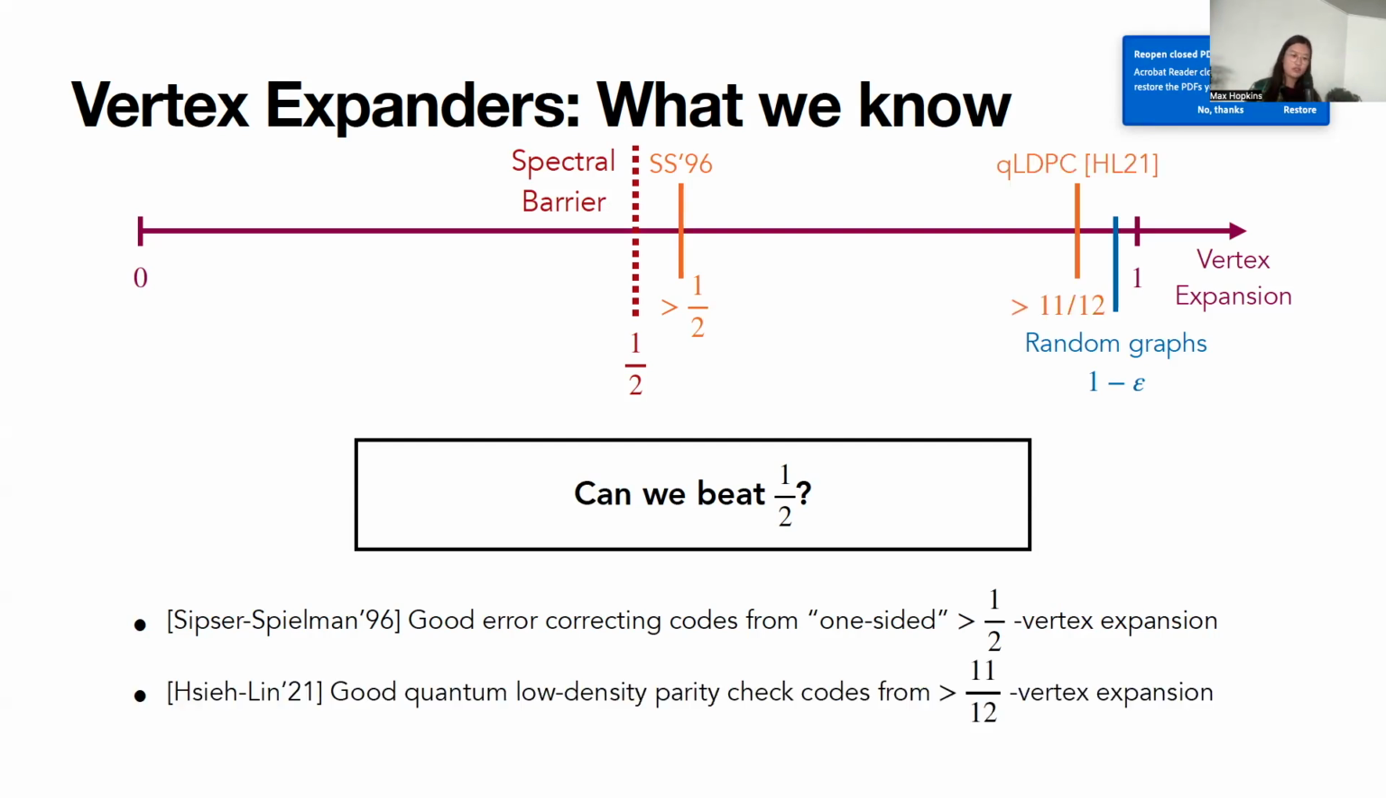And then more recently, there's a work of David and Min, who showed that you can actually get good quantum LDPC codes if you get 11/12 vertex expansion. So if you get almost lossless, but not quite, you can get new constructions of useful quantum codes that we did not know how to achieve via loss expanders before.